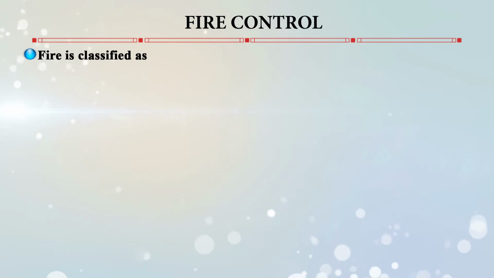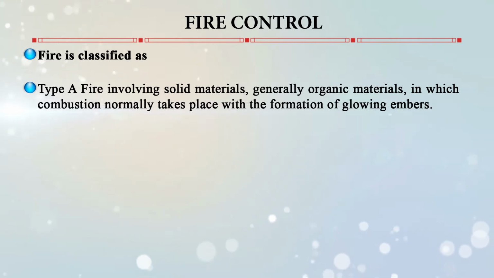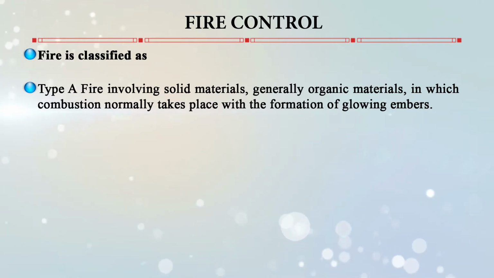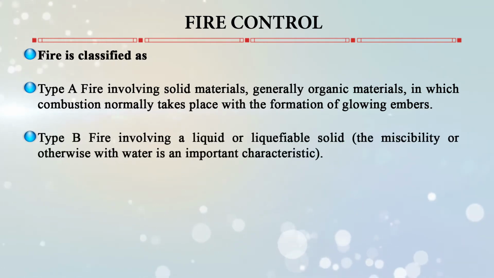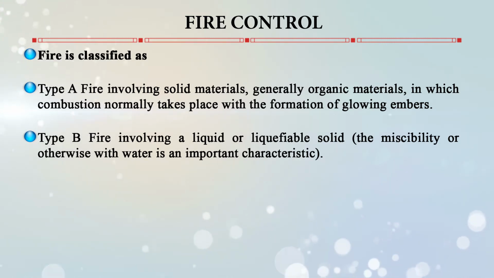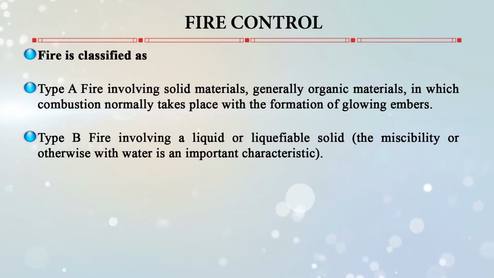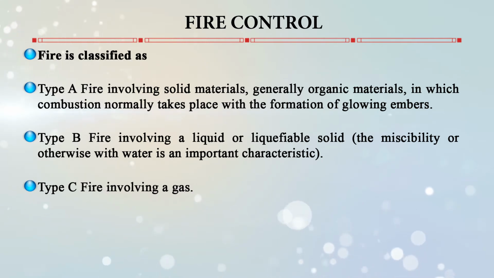Now we will see how to control fire. Before learning about the mitigation measures for fire, first we have to see how many types of fires there are. Type A fire involves solid materials, generally organic materials, in which combustion normally takes place with the formation of glowing embers. Type B fire involves a liquid or liquefiable solid, where miscibility with water is an important characteristic feature. Type C fire involves a gas.